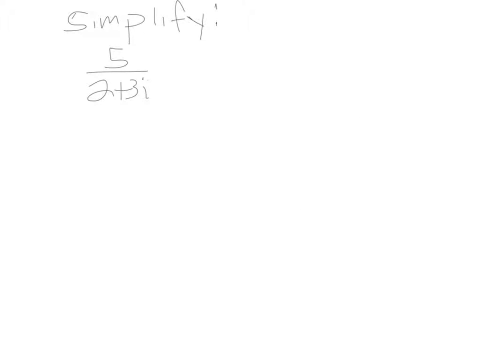So to simplify this fraction that has an imaginary number in the denominator, I need to multiply the top and bottom by the conjugate. So I change just the middle sign to minus 3i, top and bottom.